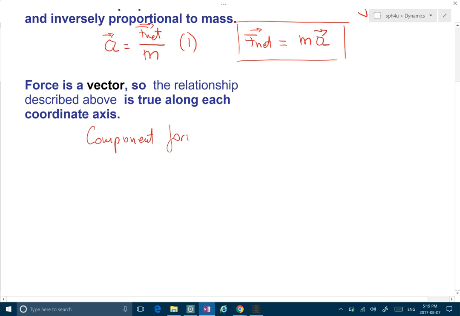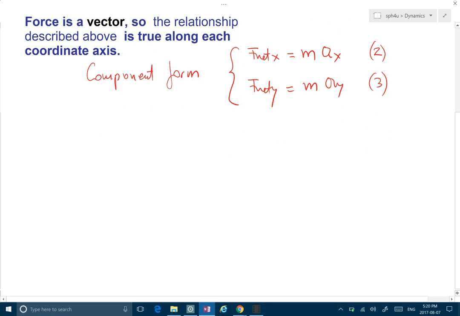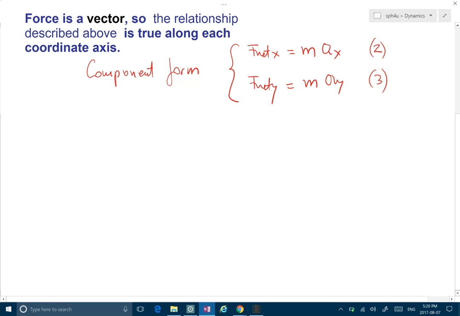In component form, in general, remember we're free to choose our frame of reference, our coordinate axes. Since F net is a vector, we can write F net x and F net y components. The mass is a scalar, so it's the same. Acceleration is a vector, so it's going to be ax and ay. So these are the general form of Newton's second law in component form.